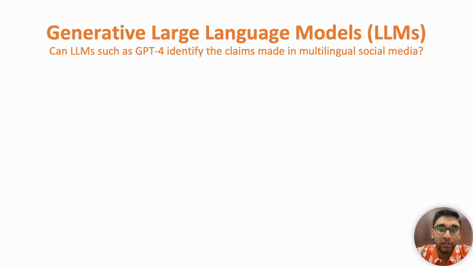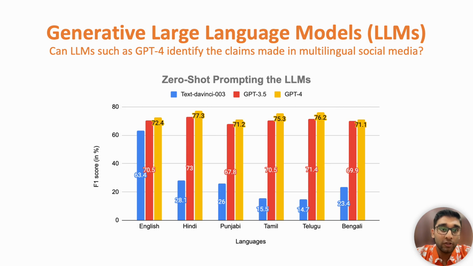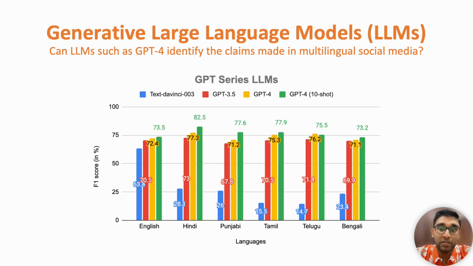So far, we have used only encoder-only language models. Now we evaluate the generative large language models using our XClaim dataset. We prompt the LLMs in the GPT series by asking them to identify the claim made in the social media post without showing them any labeled examples. We observe huge performance gains with the latest GPT-4 model when compared to the previous LLMs like text-davinci. As shown by the green bar, we apply in-context learning with 10 labeled examples and find that GPT-4 further improved its performance by 2.8% F1 over the 6 languages.